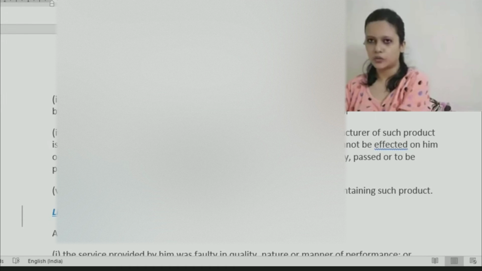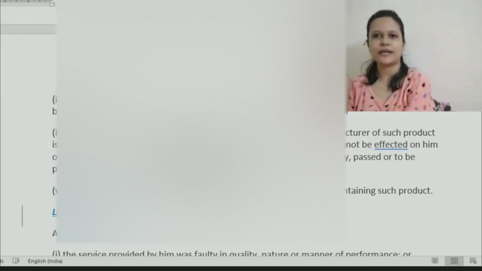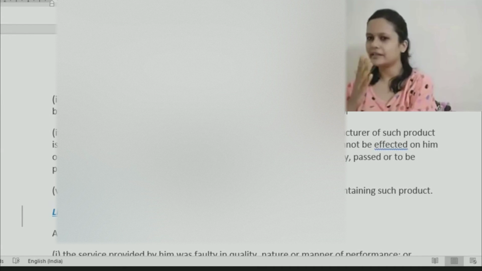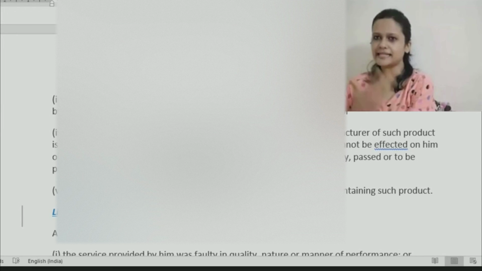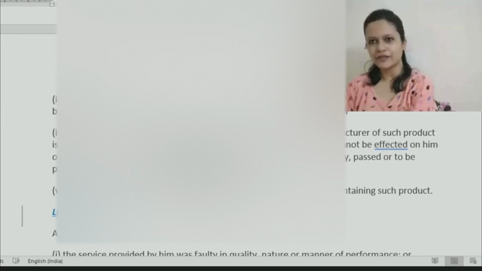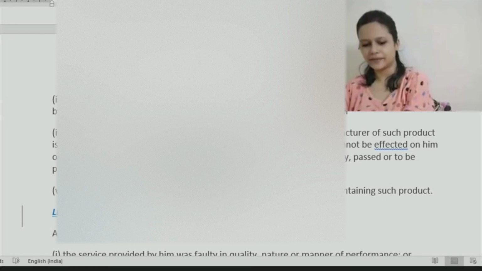Or the product has been sold by him and the identity of the product manufacturer is not known. The seller we know, but who is the manufacturer, where it came from, what is the process of warranty, nothing is clear. In such cases also, we don't have any other option. We just know the seller, so we can make the seller liable.